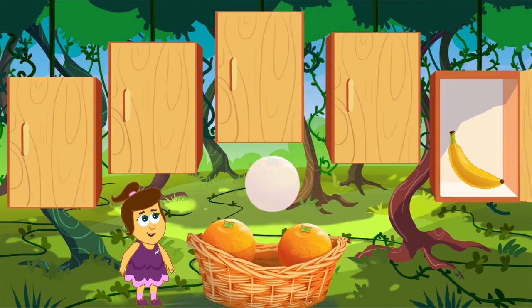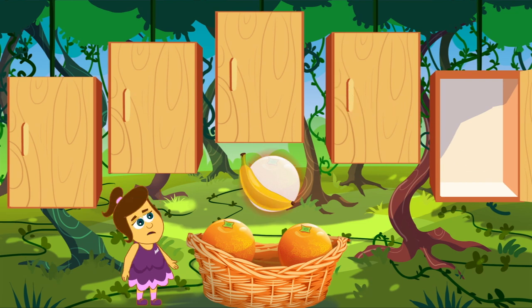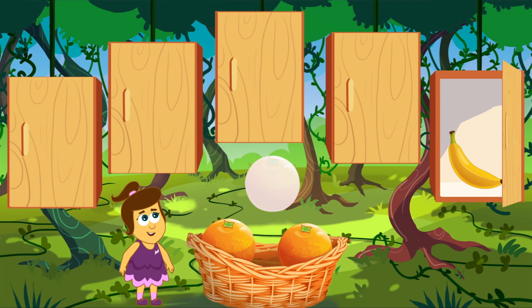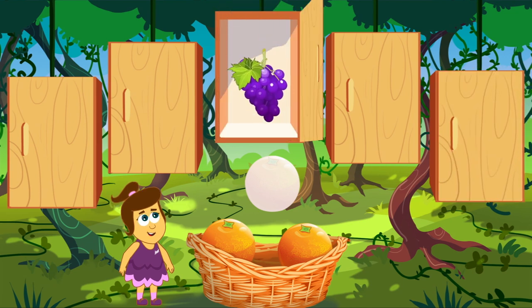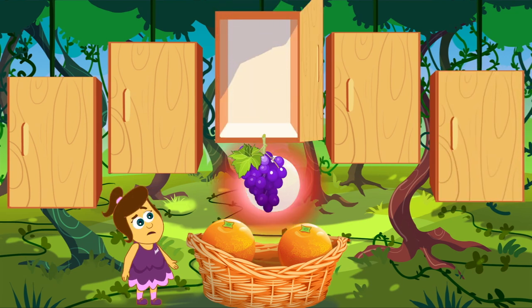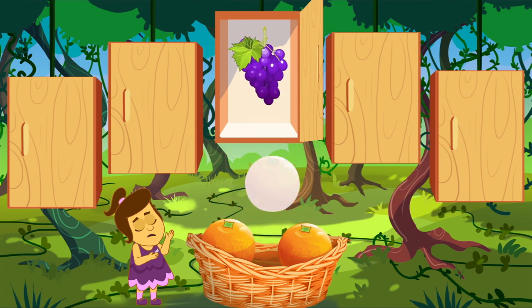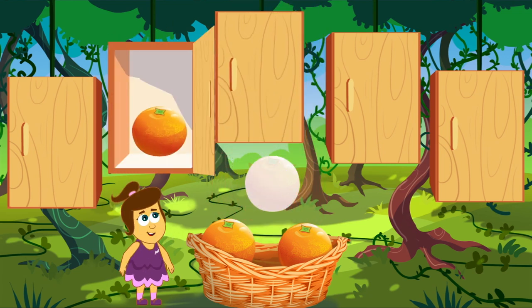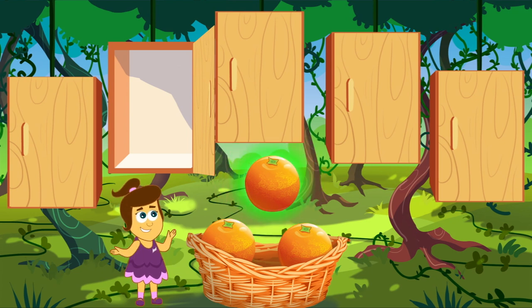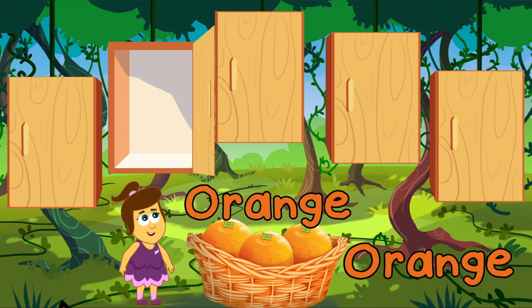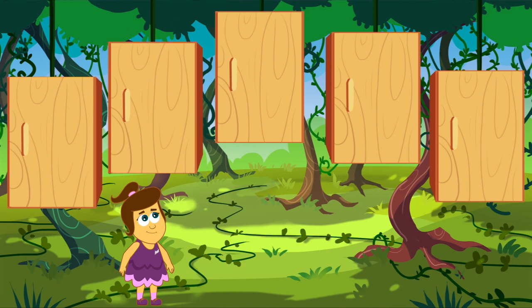Yeah, what's this one? It's round. Not a banana. How about the grapes? No, we've done those already. Could it be an orange? Yes, it's a perfect match. It's a round orange. And it's orange.